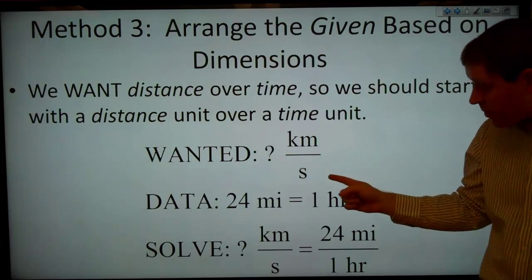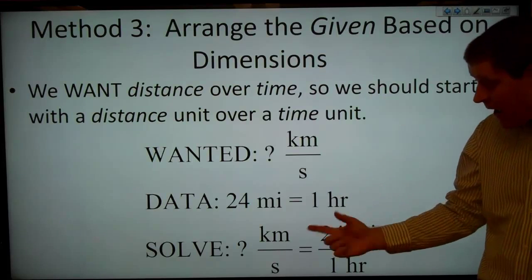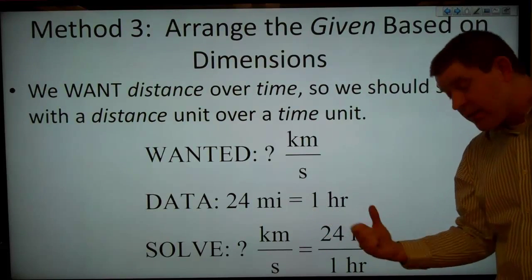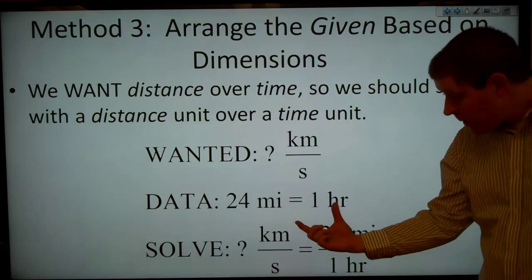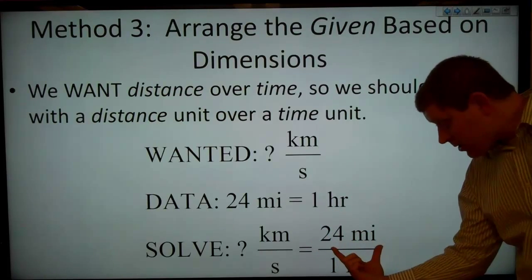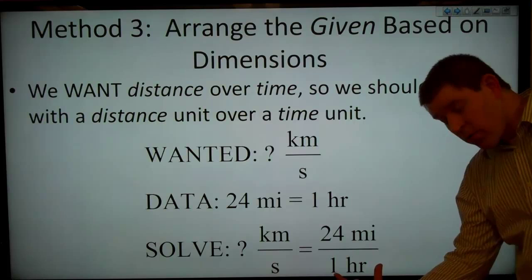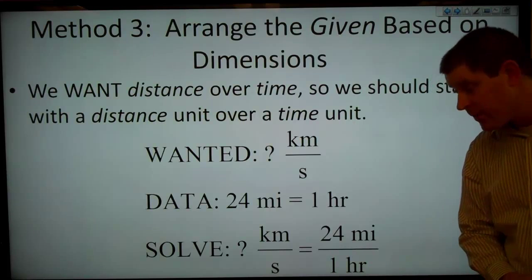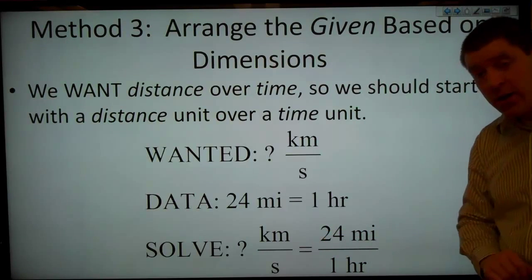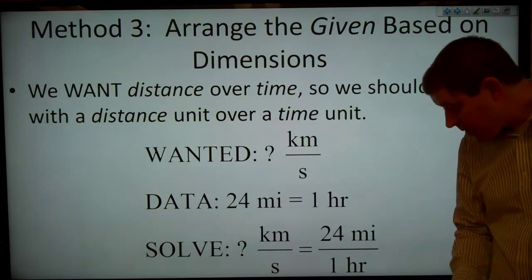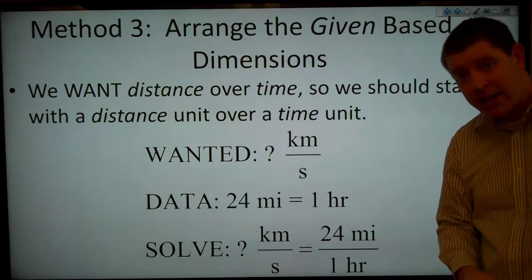So we want kilometers per second, that's distance over time. We have a distance unit here, we have a time unit there, and thus we can start our calculation by putting our distance unit, 24 miles, over our time unit, 1 hour. And then we can go on and convert from miles to kilometers and from hours to seconds.